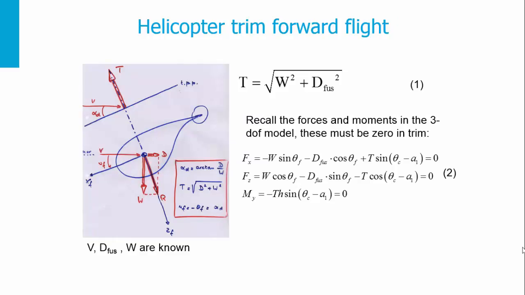In fact, in forward flight, you can say that the thrust equals the resultant of the vector formed by the weight and the drag of the fuselage. We will demonstrate this relation, and for that we will recall the forces and moments in the 3 degrees of freedom that need to be zero. We know that the trim of a helicopter means that all the accelerations, so u dot, w dot and q dot, have to be zero.